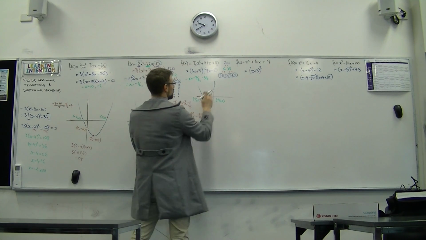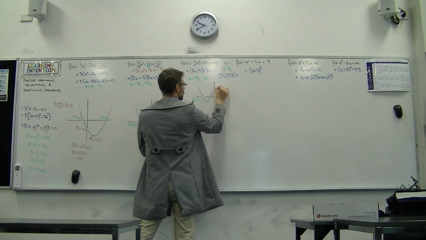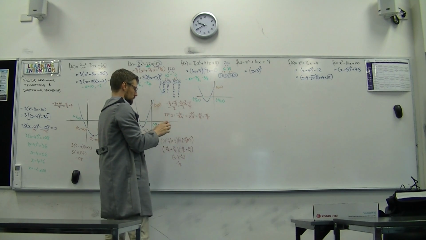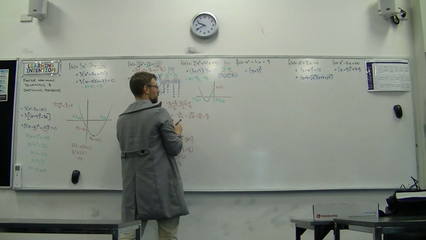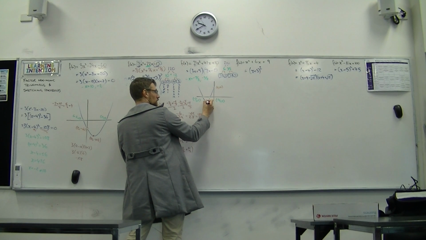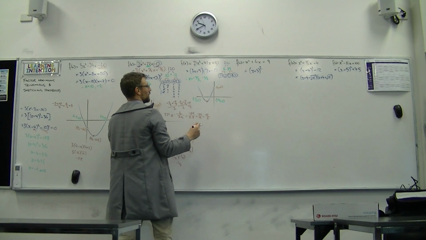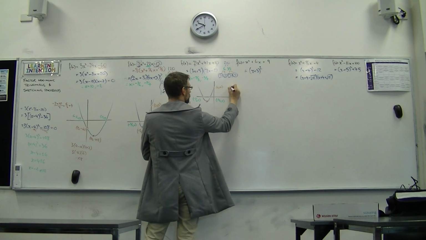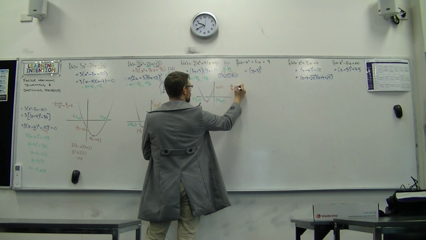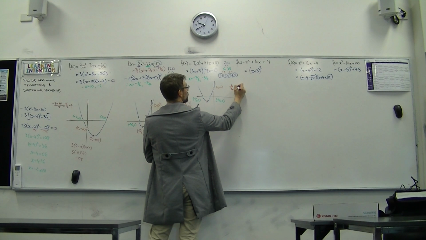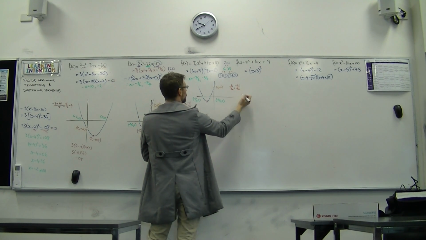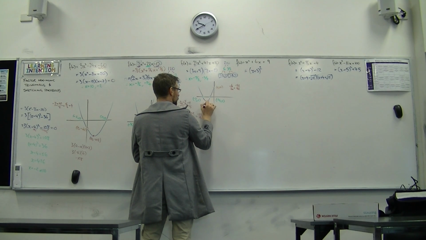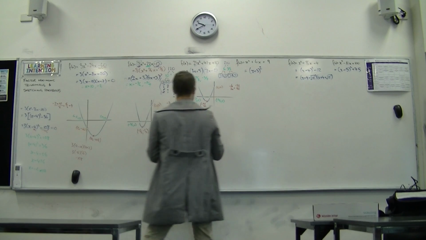Cool, 3, 1, 10. Everyone's happy so far? Not happy. Okay. Negative b on 2a equals negative 41 on 42. So it's not one. Negative 41 on 42. Oh, I can see why people are struggling with that.